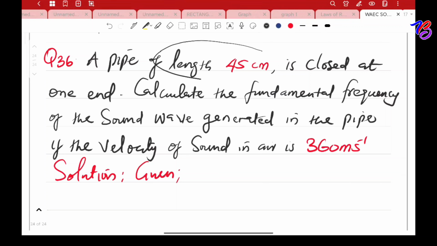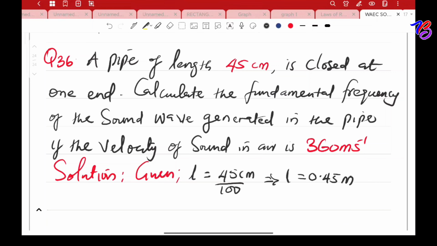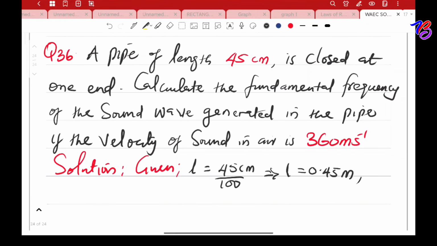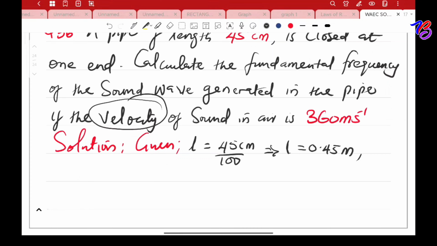The first, our length is given to be 45 centimeters. We need to convert that to meters. So L is equal to 45 centimeters, then divided by 100 to give you 0.45 meters. That's our L. So L is equal to 0.45 meters. So with these, the next given data or parameter is the velocity. V is equal to 360 meters per second.